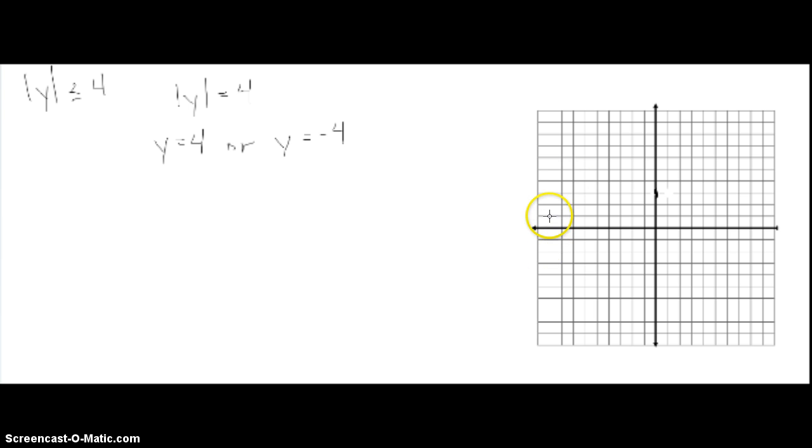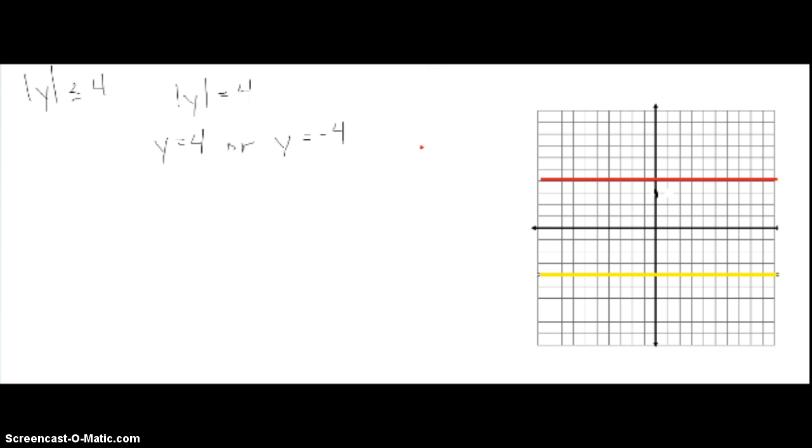So I'm going to have a line at y equals 4, and I'm going to have a line at y equals negative 4. Both are solid because I have less than or equal to. Since I have that equal to, I make two solid lines. Notice that it's less than or equal to.